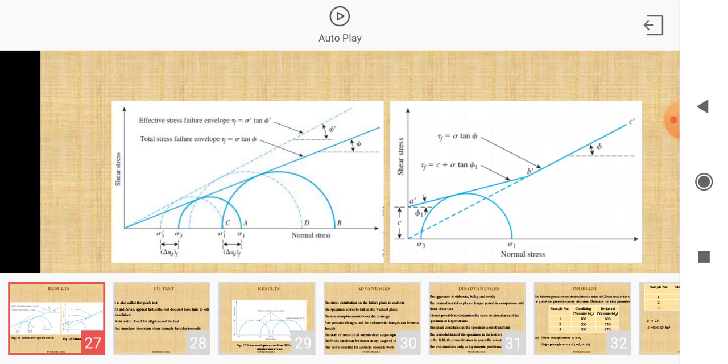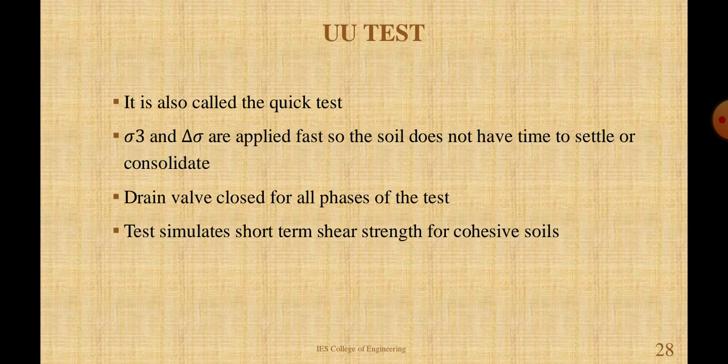Next is the unconsolidated undrained test, that is the UU test. It is also called the quick test, abbreviated as Q test. Sigma 3 and delta sigma are applied fast, so the soil does not have time to settle or consolidate. The drain valve is closed for all phases of the test, and the test simulates short-term shear strength for cohesive soils.